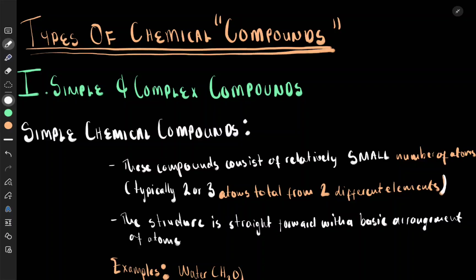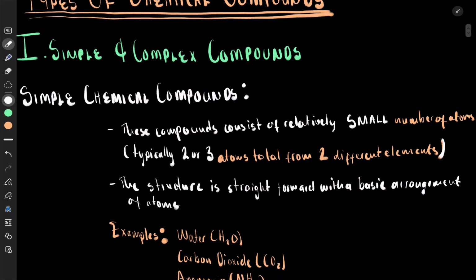That's one way. And one will be simple compounds. Simple compounds will be those that have a relatively small number of atoms, typically 2 or 3 or 4 atoms in them. If you see something that has 2 or 3 or 4 atoms in total that come from 2 different elements, then we'll call that a simple chemical.